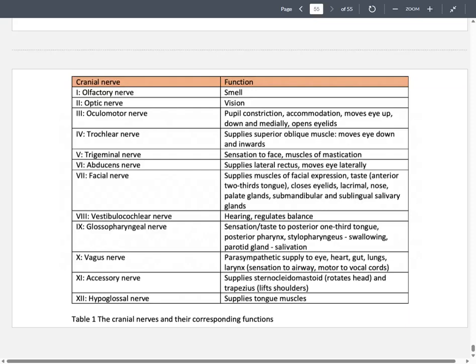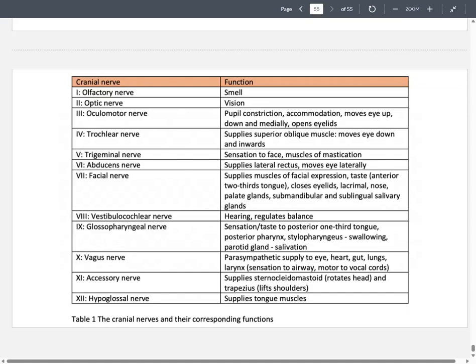And then last but not least, we're going to have the hypoglossal nerve. That's cranial nerve number 12. And this is going to control your ability to actually move your tongue. So the fact that you can move it to speak, the fact that you can roll it, you can touch the roof of your mouth, you can curl it under, whatever you do with your tongue, that's controlled by this nerve.